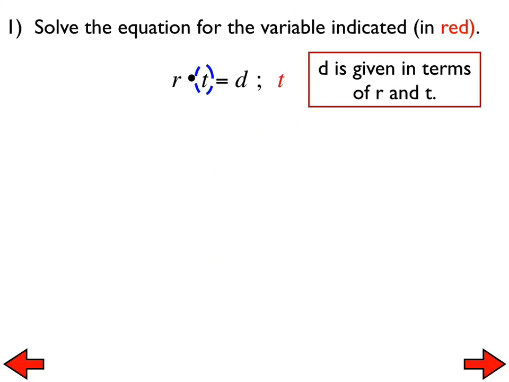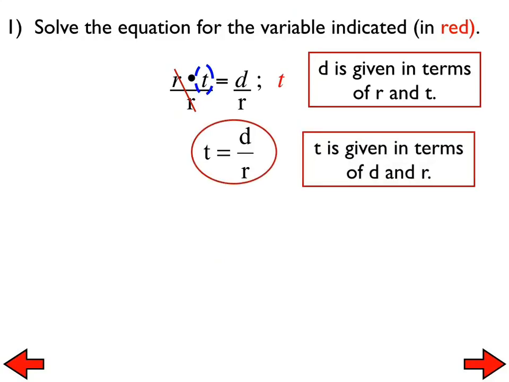I want to get that by itself, so I need to get rid of the r. So in order to get rid of the r, once again, r times t, we're going to use inverse operations, and we will divide by r, which is the opposite or inverse of multiplying by r. And once I do that, I now have this equation solved for t. So t is equal to d over r. And that means that we now have t given in terms of d and r. t is solved for d and r.